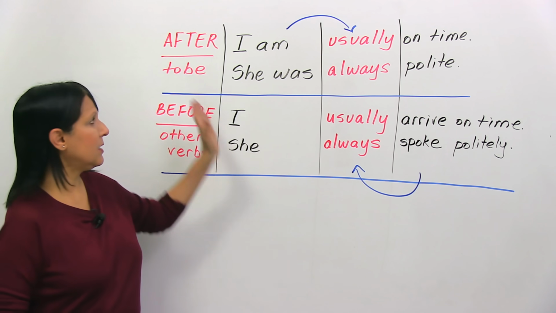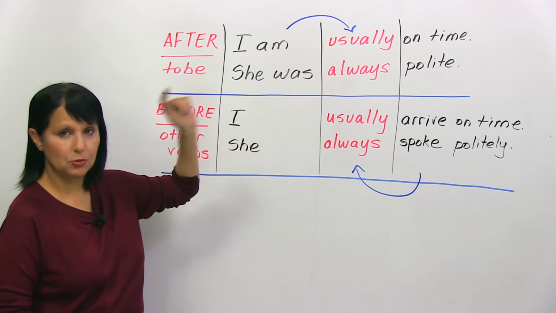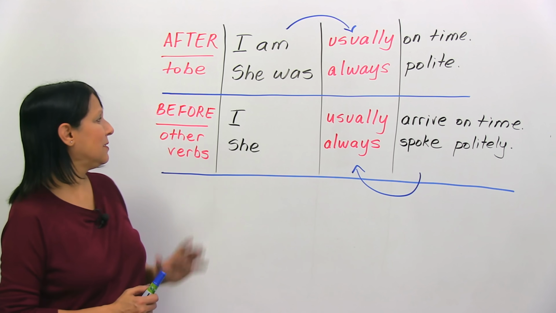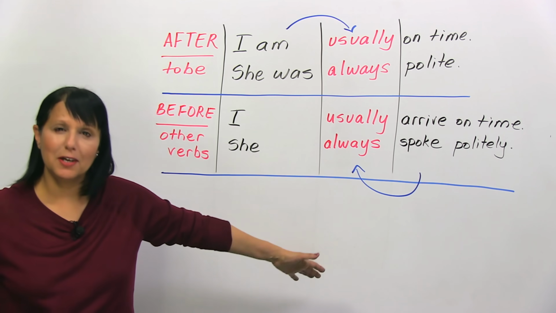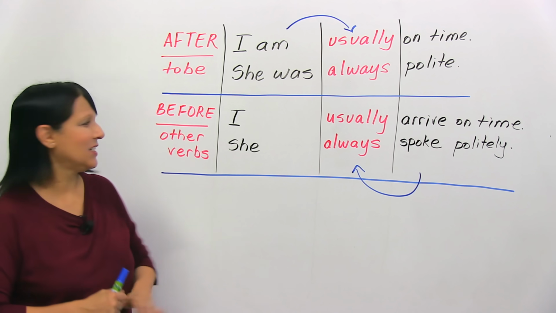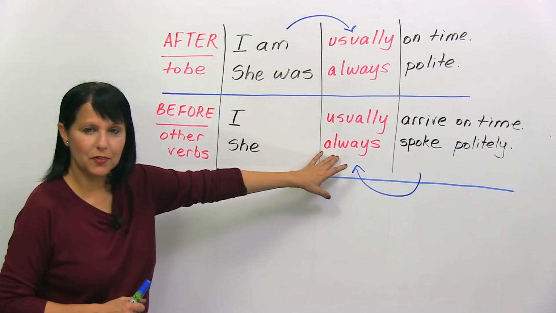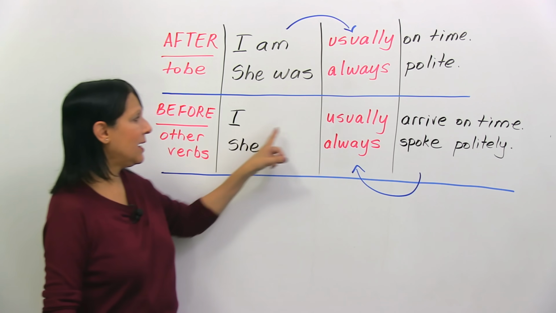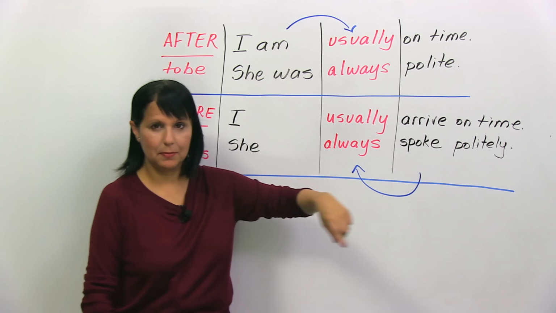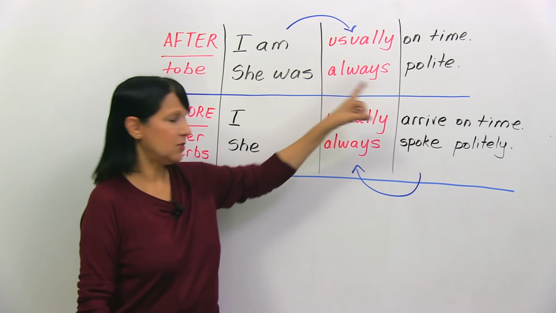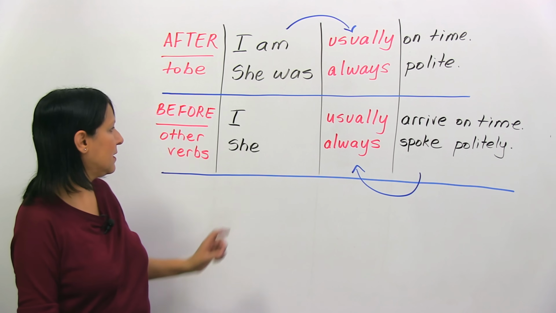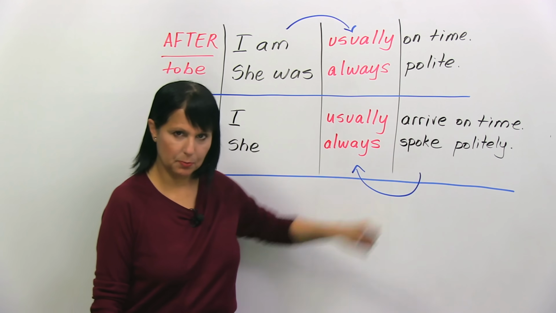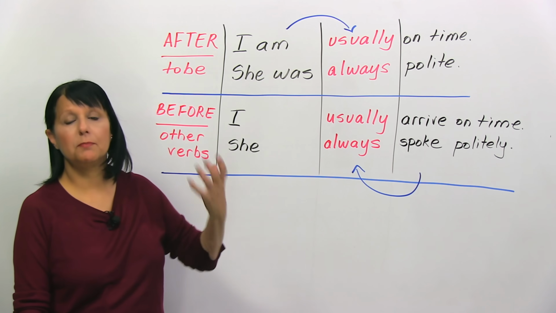So what does it mean? It goes, the adverb of frequency, usually, always, never, all those, goes after the verb, okay? But look what happens when we have all of the other verbs in the English language. The adverbs of frequency go before the verb. For example, "I usually arrive on time." What's the verb? Arrive. So the adverb goes before it. Here, "she always spoke politely." So the verb spoke and the adverb goes before it.